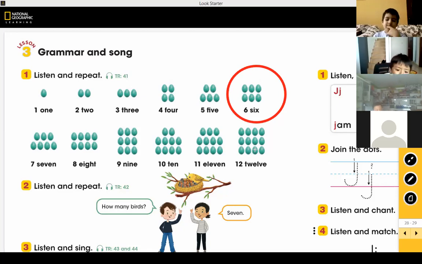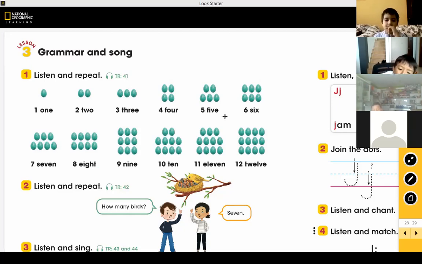¿Cuántos hay, Benny? 1, 2, 3, 4, 5, 6, 7, 8, 9, 10, 11. How many? Six. Six, excellent, six eggs. Ahora, Benny, vas a preguntar a Jared. Dile, excuse me, Jared.